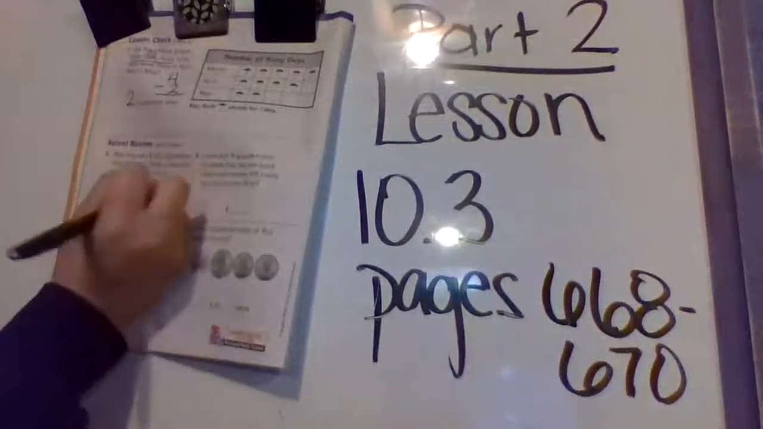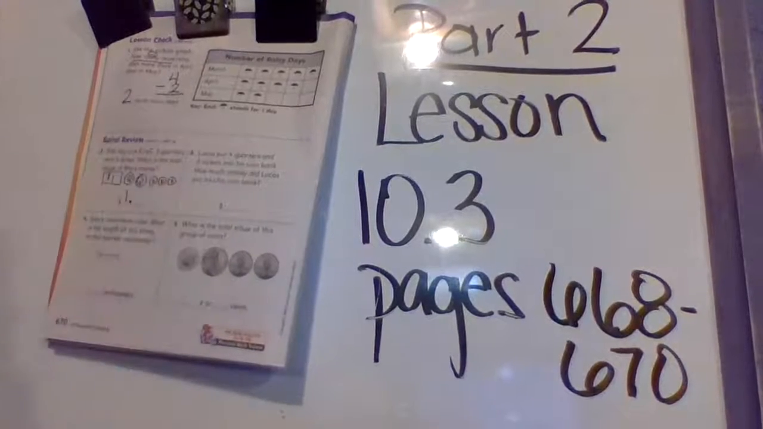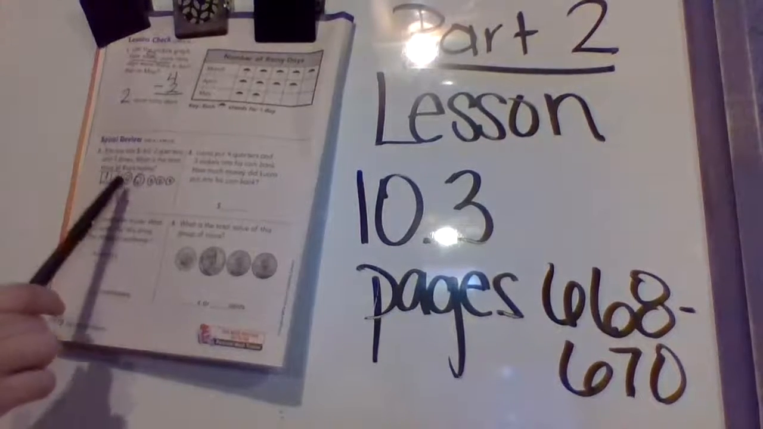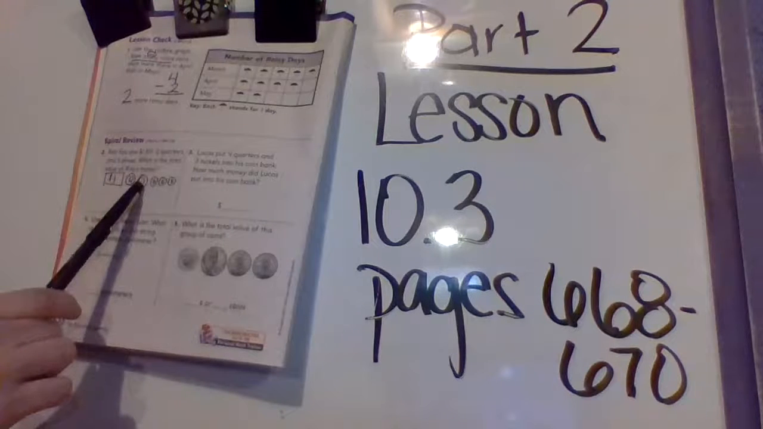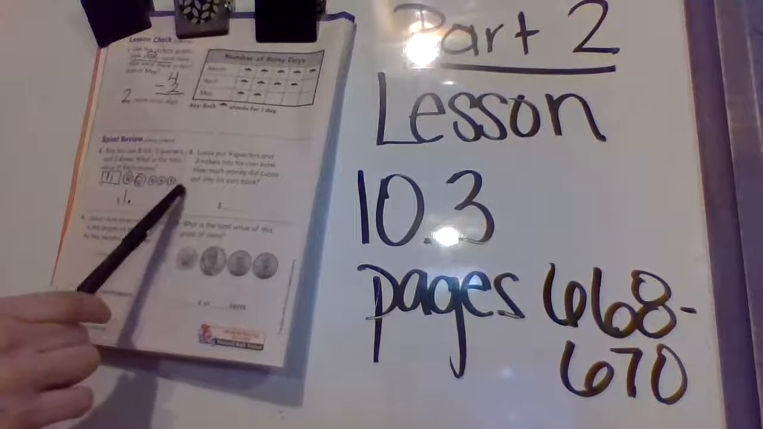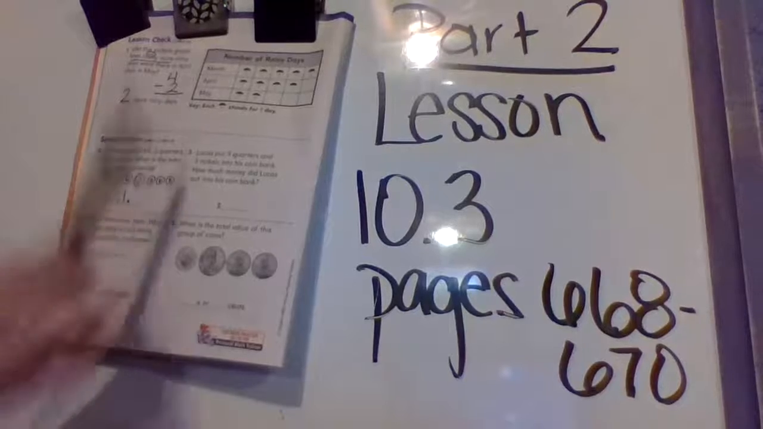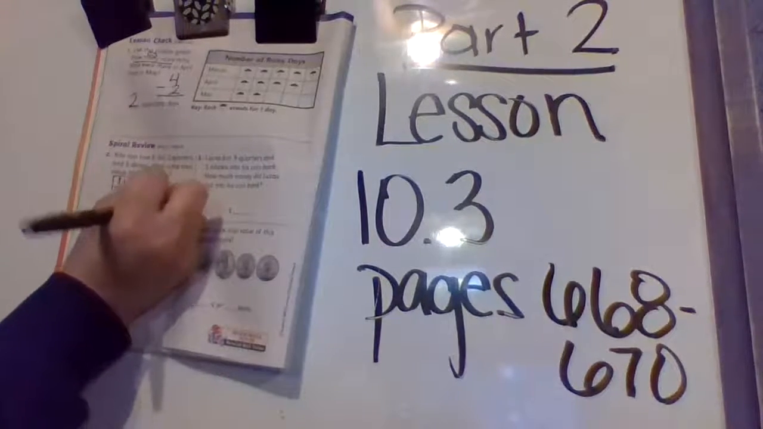So if I know I have $1, I can put 1 decimal. Now I'm going to count the change. So 25, 50 for the 2 quarters, and then dimes are worth 10. So 60, 70, 80. So $1.80.